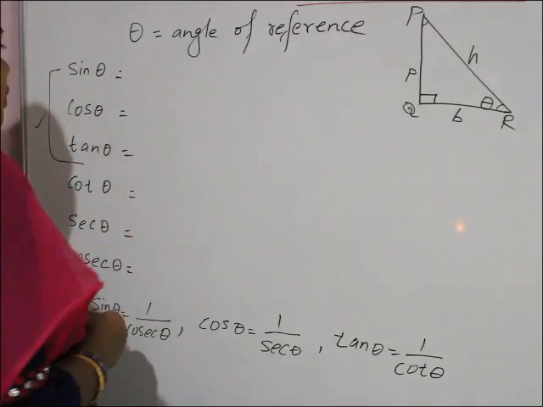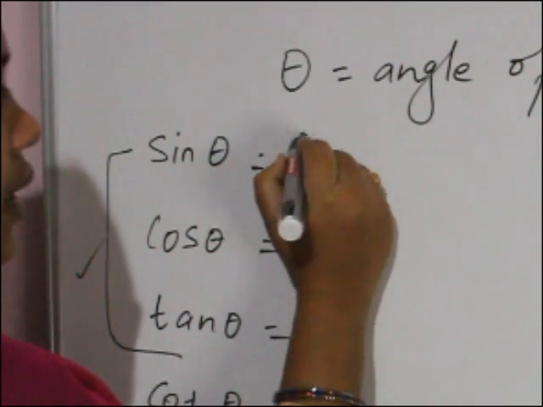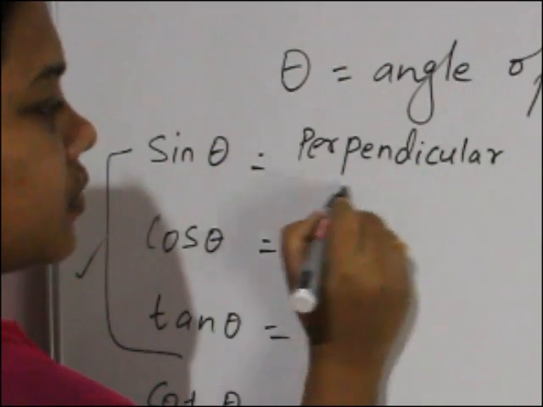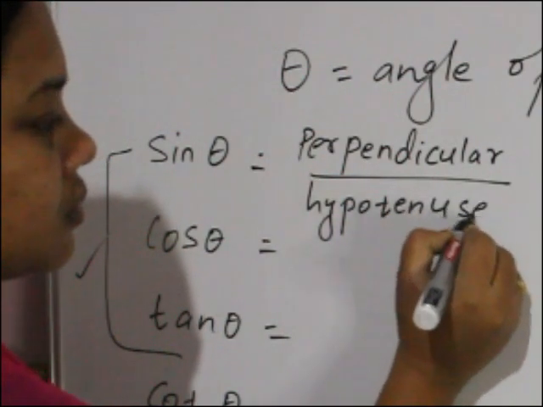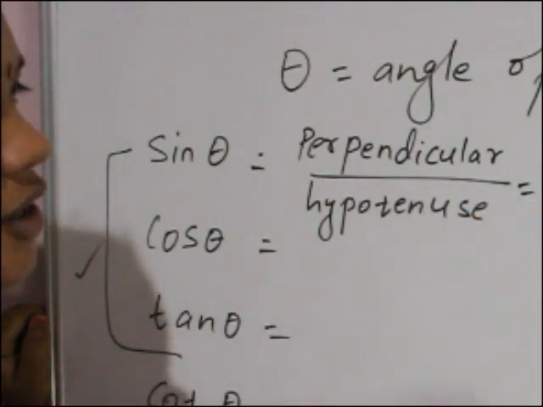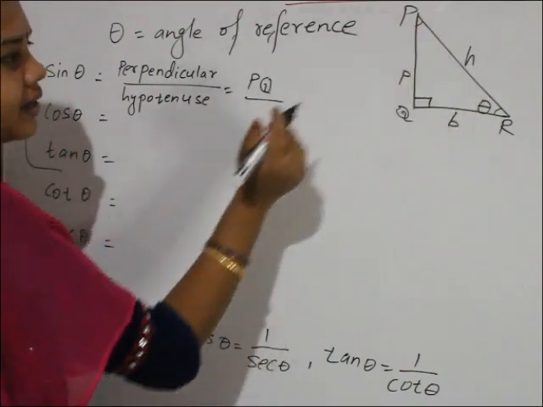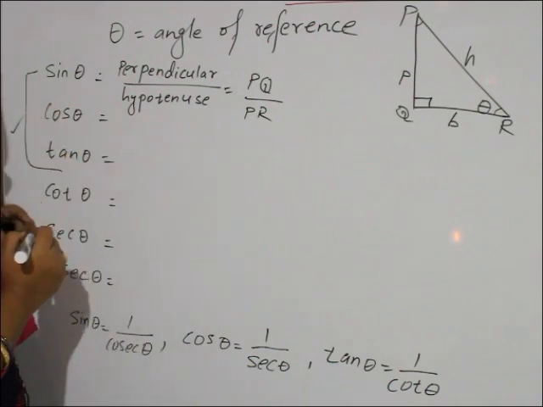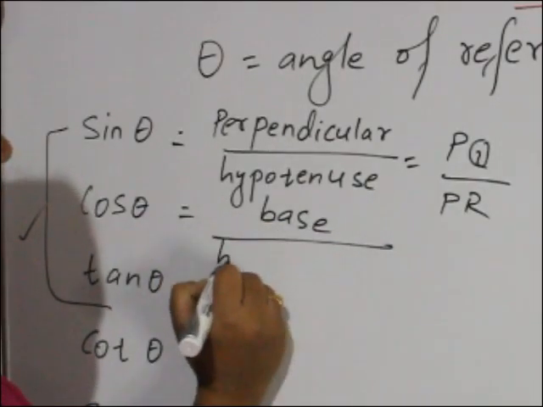Clear? So sin theta is equal to what? Sin theta is equal to perpendicular by hypotenuse. What is the perpendicular? PQ. The hypotenuse is PR. Okay. Next, cos theta. Cos theta is equal to what? Base by hypotenuse.